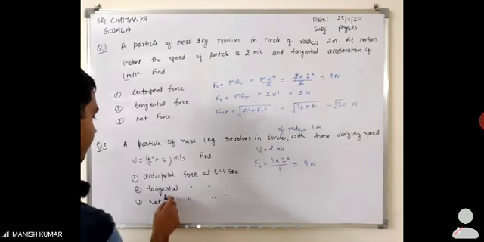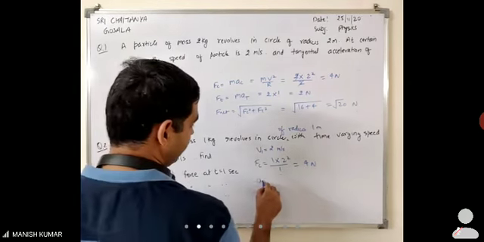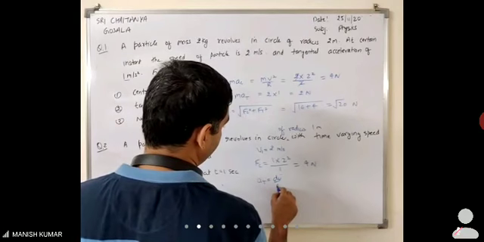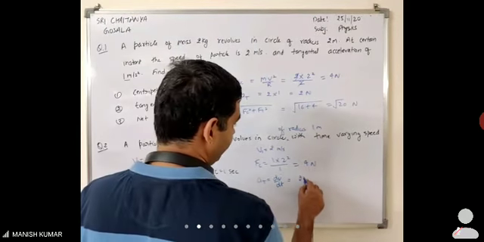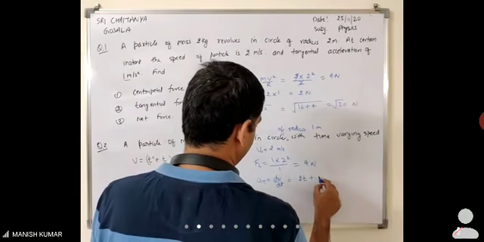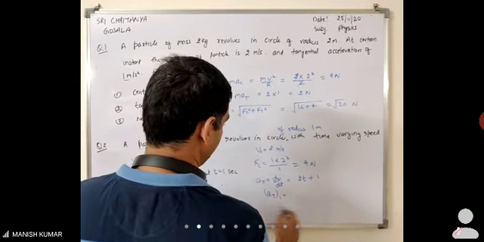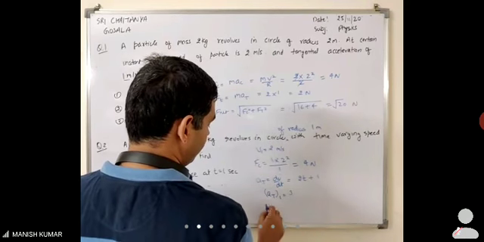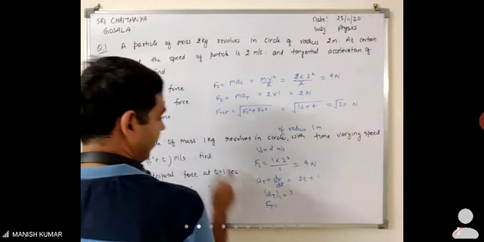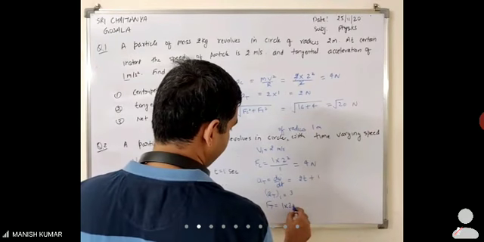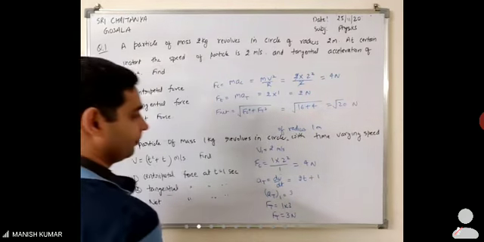Then we are asking tangential force. For tangential force you need to calculate tangential acceleration, and tangential acceleration is nothing but rate of change of speed. So differentiate this. Derivative of t square is 2t and the derivative of t is 1. So tangential acceleration at t is equal to 1 will be 3. So tangential force is mass, that is given as 1, into tangential acceleration. Tangential force will be 3 Newton.